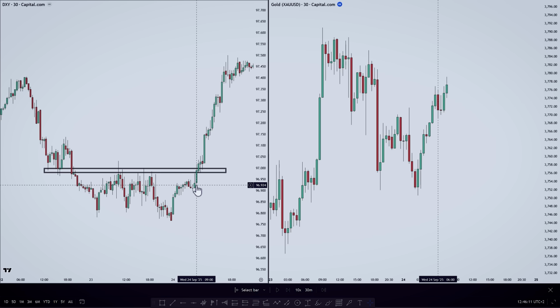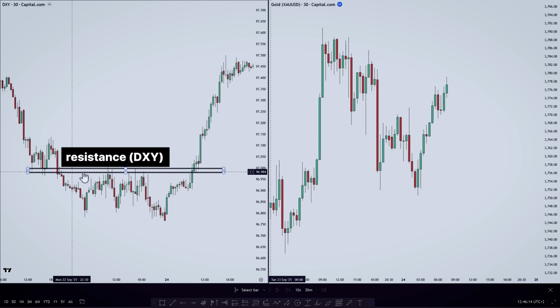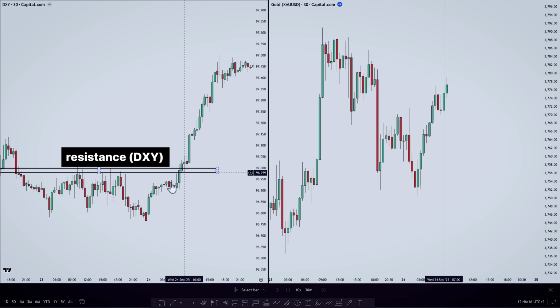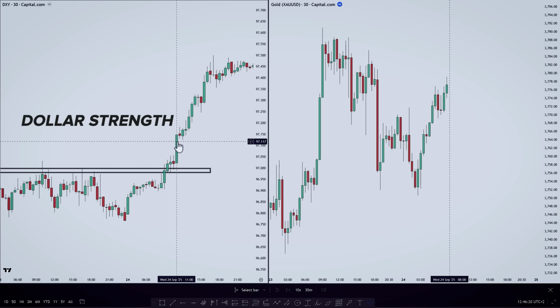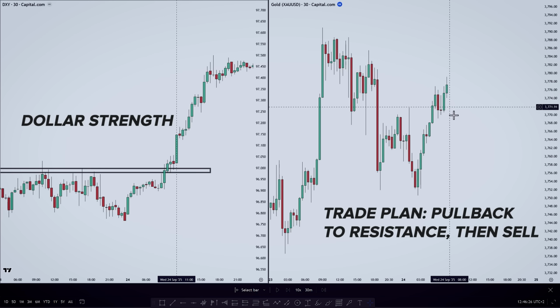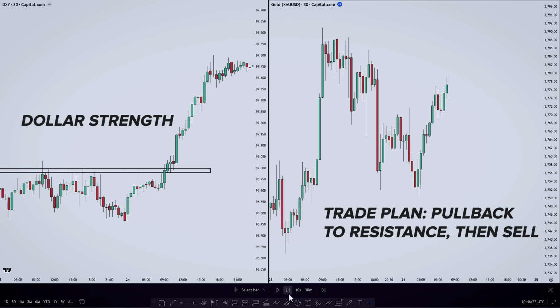Different day. Look at dollar index again. This resistance level. Price rejected here twice. Now this candle closes above. Dollar strength confirmed. And look at this. Gold hasn't dropped yet. It's still sitting near the highs. I have time to short it, but first I wait for the bounce.